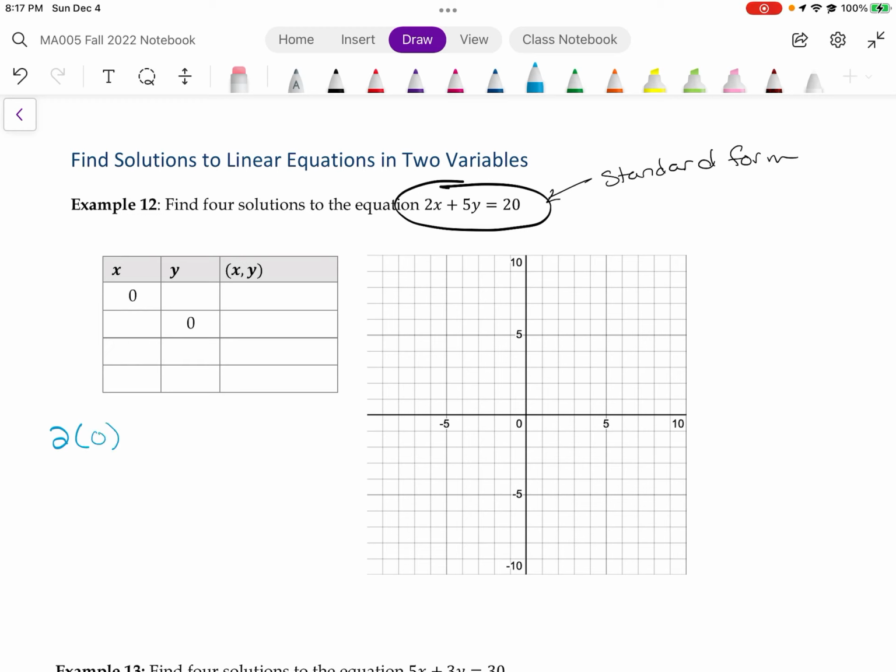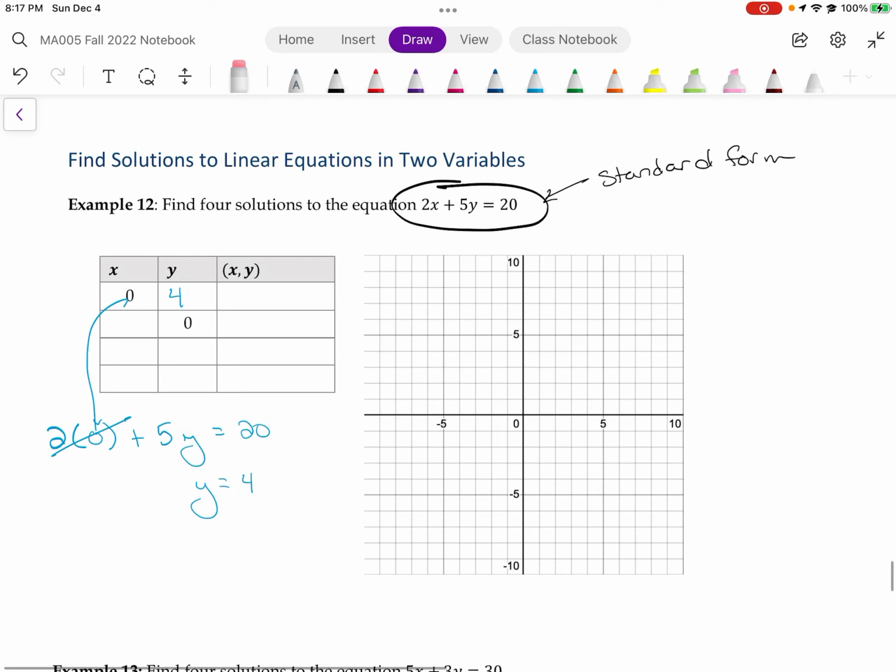2 times 0, because we're plugging the 0 in for x, and we're going to find what y is. 5y equals 20. Well, look at that, that just goes away. 5y equals 20. Divide both sides by 5, and I get y equals 4. So y equals 4 right there. All right, so my pair is 0, 4. That's where it crosses. Remember, when x is 0, this is going to be the y-intercept, so it crosses the y-axis. Remember, this is the y-axis, and this is the x-axis.